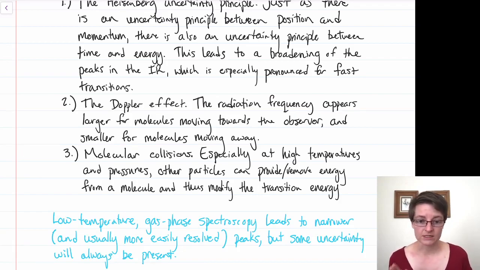So if you really want to get the narrowest peaks possible that can be more easily resolved so you can more precisely locate where an energy transition is occurring, low temperature gas phase spectroscopy is your best bet.